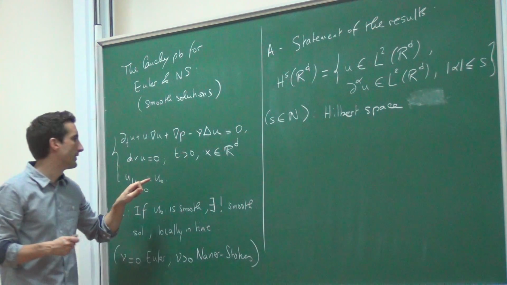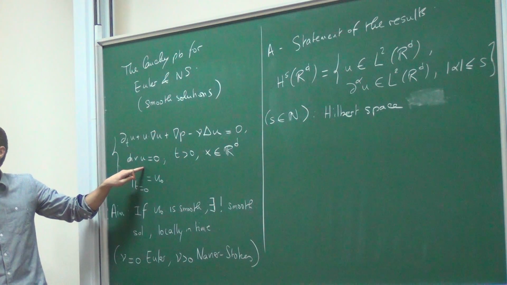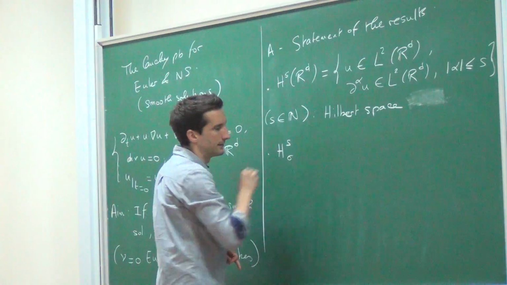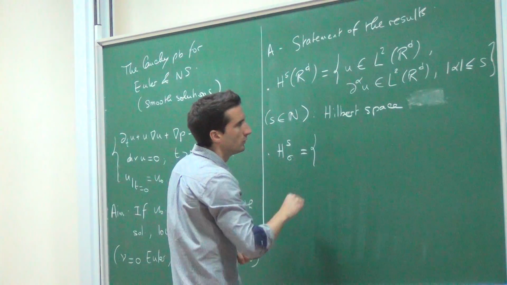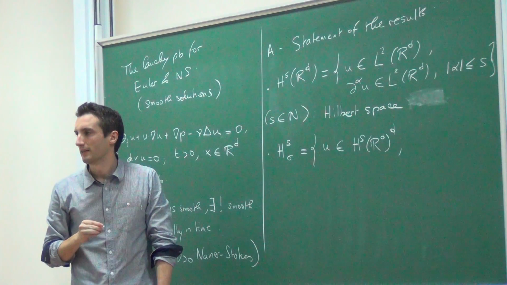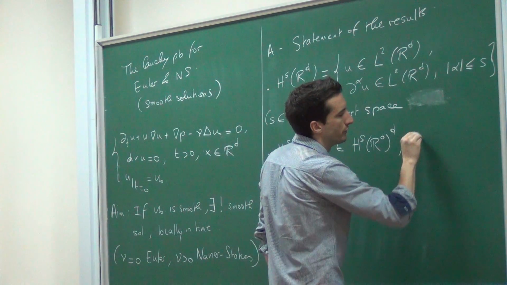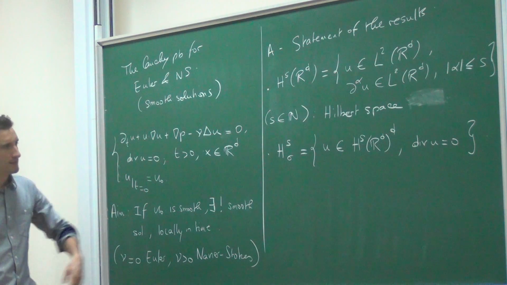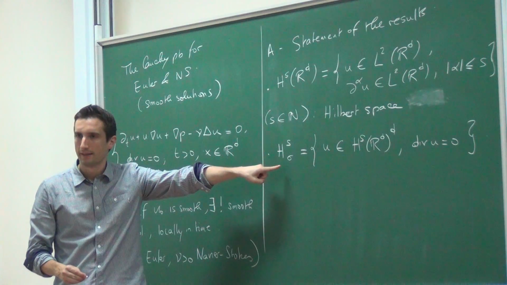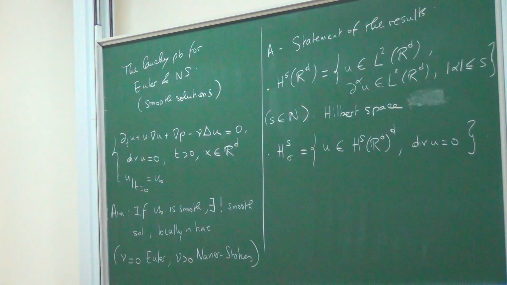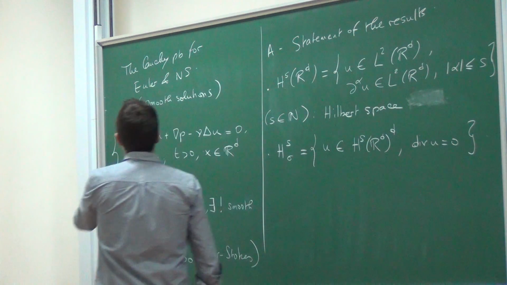And of course, in the study of Navier-Stokes or Euler, you have divergence-free fields. So we will introduce a useful notation, which is H^s_sigma, the set of fields in H^s which are divergence-free. And this sigma here is like a Greek s, and it's for solenoidal, which means divergence-free. Okay, so these are the appropriate functional spaces.